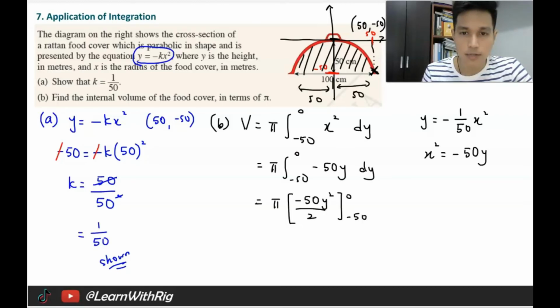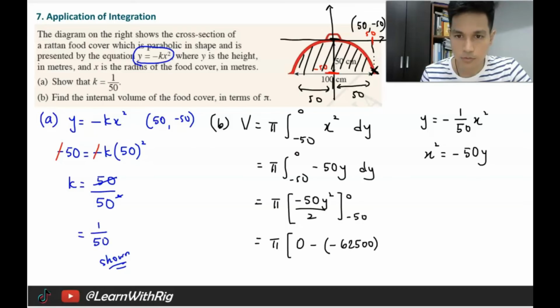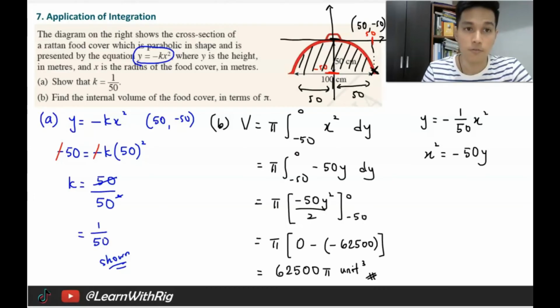When you substitute 0, you should get 0, and when you substitute negative 50, you should get negative 62500. So your final answer would be 62500 pi unit cube. This is your answer in terms of pi.